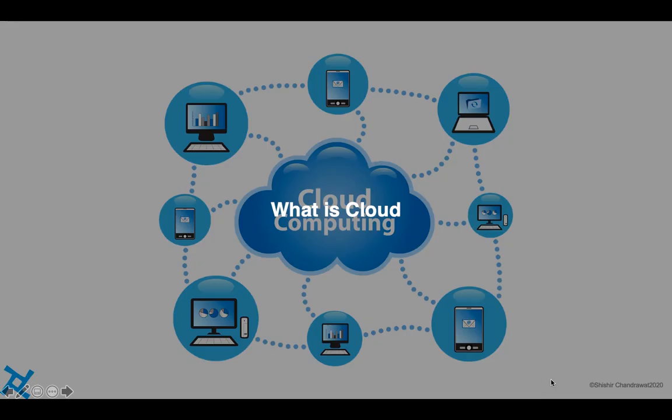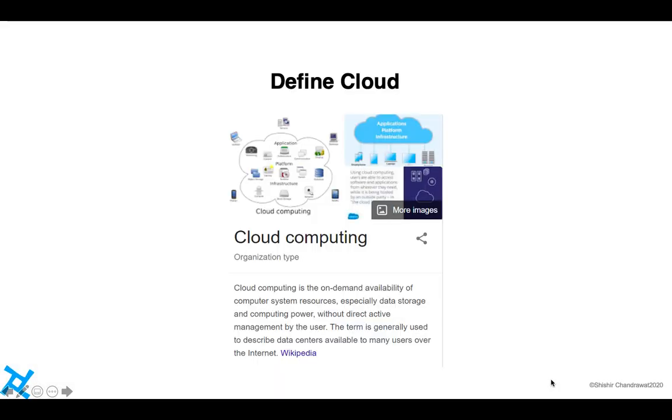Okay. What is cloud? So this is like a Google definition, a Wikipedia definition of cloud. Cloud computing is the on-demand availability of computer system resources, especially data storage, computing power, without direct active management by the user. The term is generally used to describe the data center available to many users over the internet.